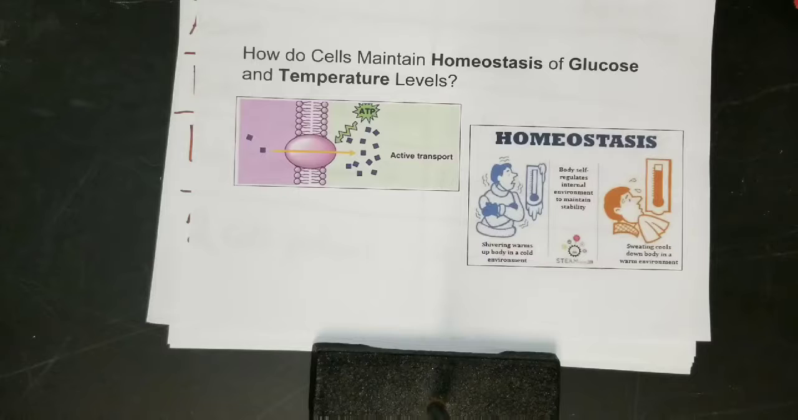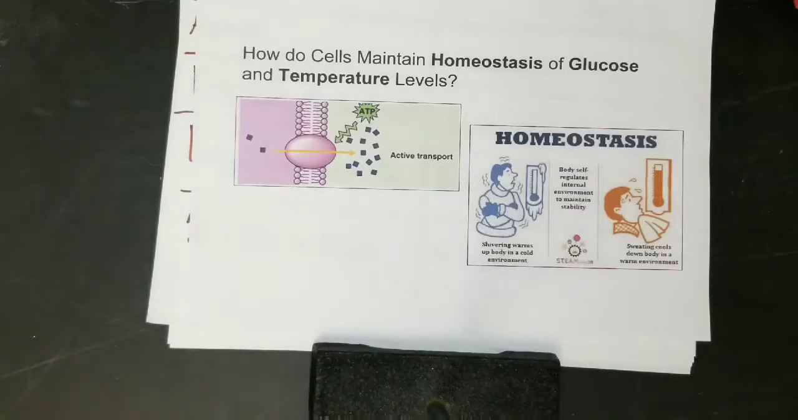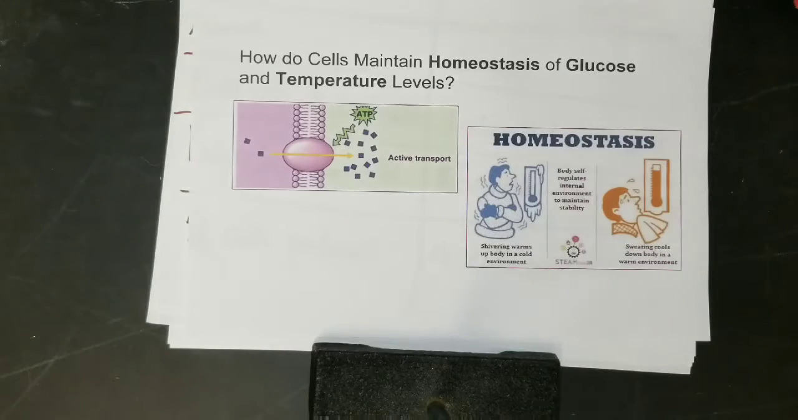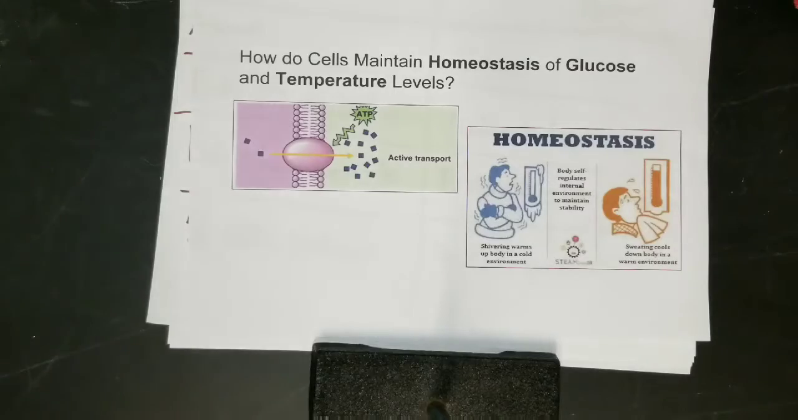How do cells maintain the homeostasis of glucose and temperature levels? In cells, they use active transport, which uses ATP to move glucose in and out of a cell through the transport proteins found in the membrane. We can see this happening here, and this allows the cell to constantly balance and make sure that it has just the right amount of glucose inside of itself.